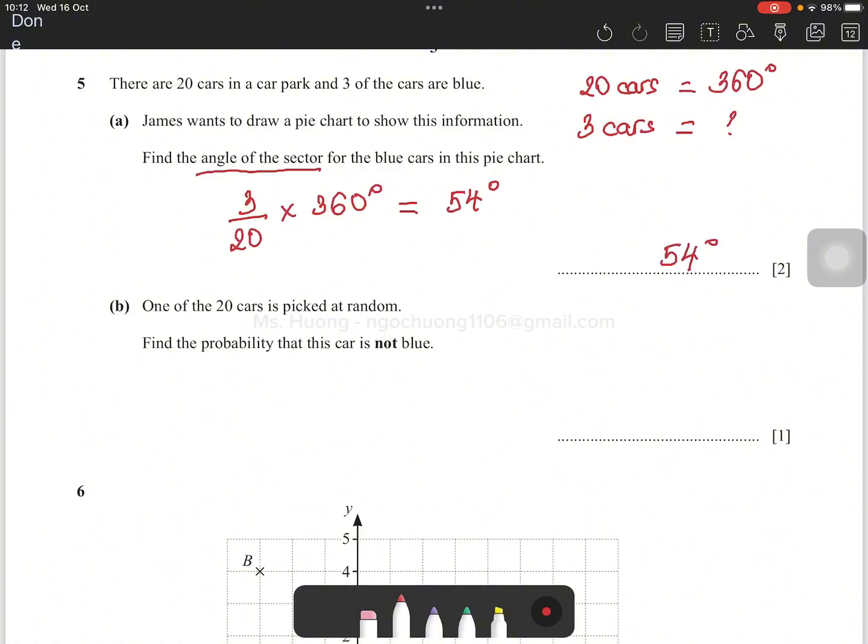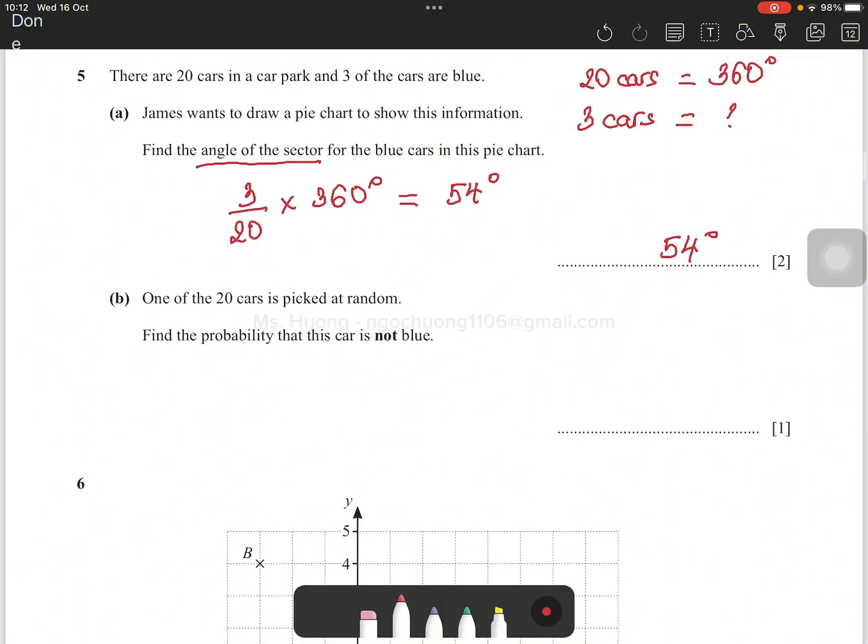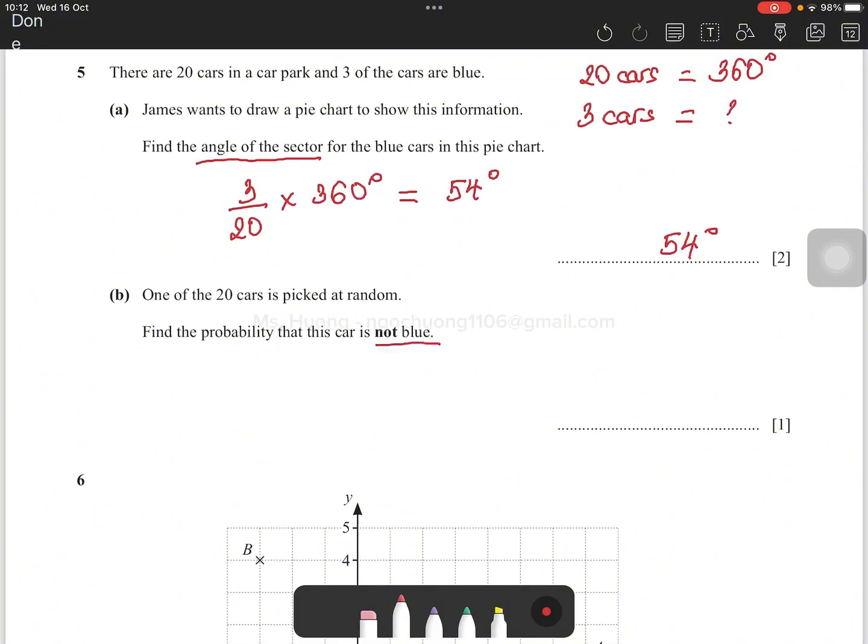B. One of the 20 cars is picked at random. Find the probability that the car is not blue. You know that the number of blue cars is 3. So the number of cars that is not blue is 20 minus 3 equals 17 cars, which is not blue. And the probability of this car is 17 out of 20. This is the final answer.